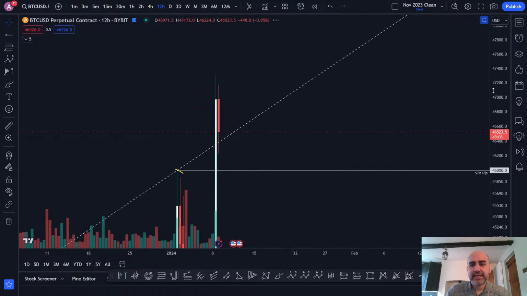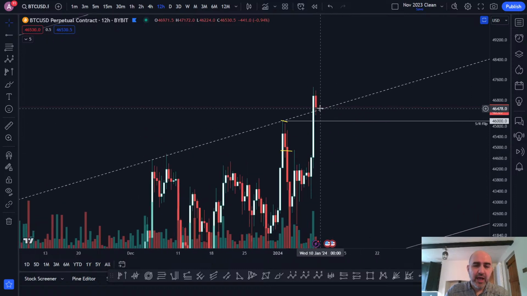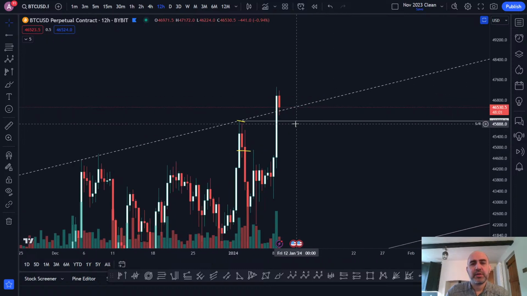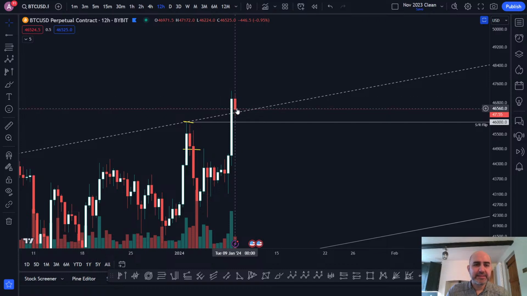I think on the day, as long as we hold this on the 12-hour, I think we should see a push up. So I think this is quite important too. So on the 12-hour time frame, you would expect this kind of behavior.